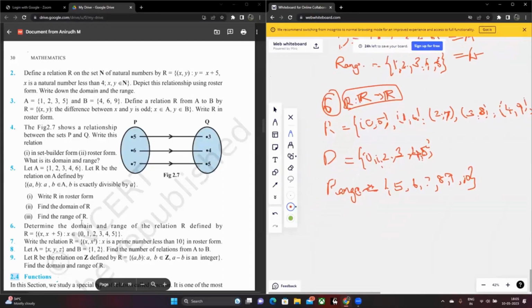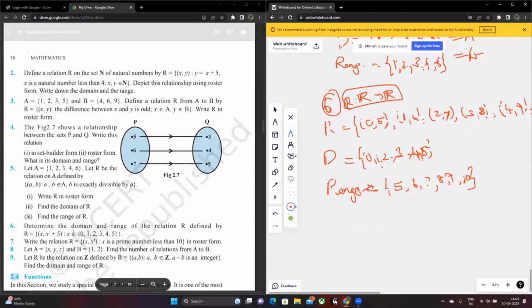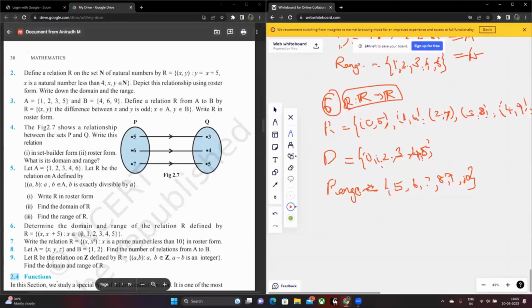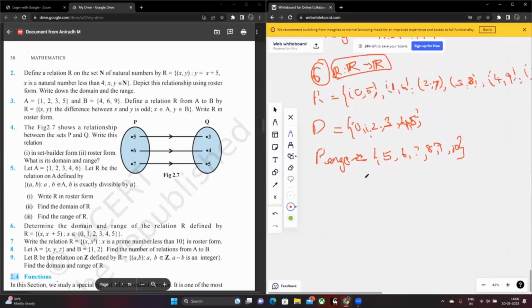You have found the range, you have found the domain, and you have the relation R equals x plus 5, where x belongs to this. Basically, I've got to say that the domain is 0, 1, 2, 3, 4, 5 from here, but writing the set builder form versus the roster form is going to be more illustrative of what the domain and the range are. Right?